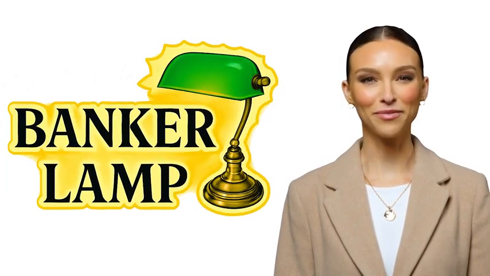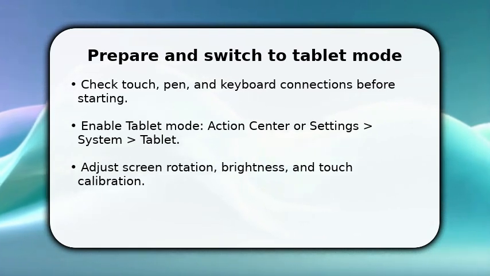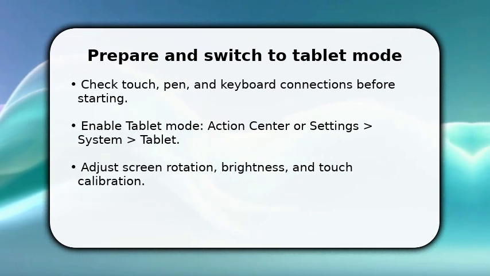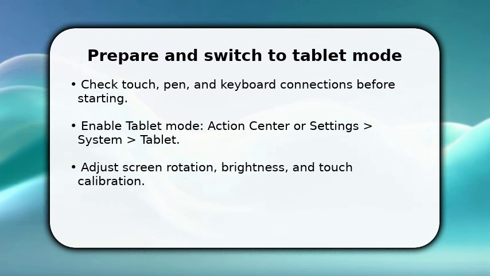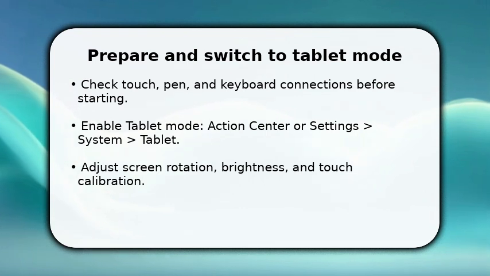Please enjoy the video. You'll start by ensuring hardware is ready. Detach or fold the keyboard, confirm touchscreen and pen respond, and plug in power if low. Open Action Center and toggle tablet mode or go to Settings System Tablet to switch. Once done, make sure Auto Rotate is enabled and set preferred orientation. This prevents awkward rotations when you move.